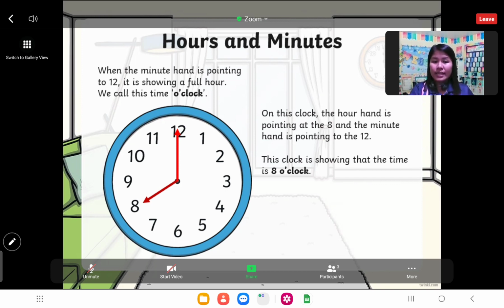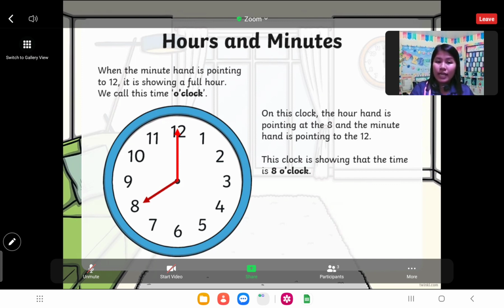So on this clock, the hour hand is pointing at the 8 and the minute hand is pointing to the 12. So therefore, this clock is showing the time as 8 o'clock. All right, again, what do you call this one? The shorter arrow is pointing on the hour. And again, the longer arrow is pointing on the minute.